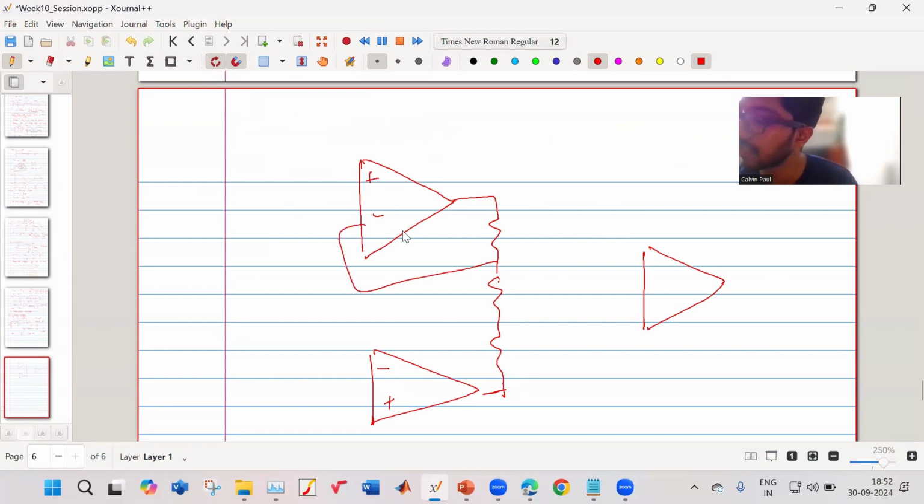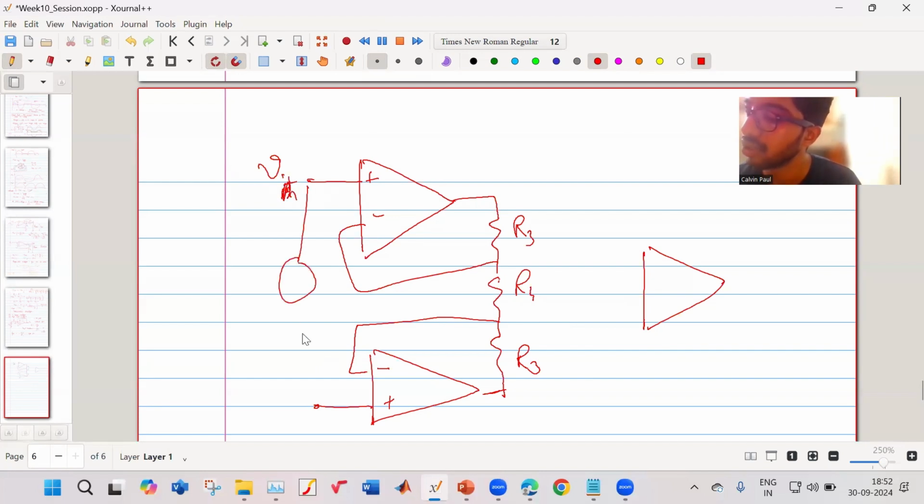In both cases, there is negative feedback. Let us say this is your R3, this is your R4. Let us say this is your V input. Your V input is applied across this. Okay. That means this is your V input positive, and this is your V input negative. Okay.